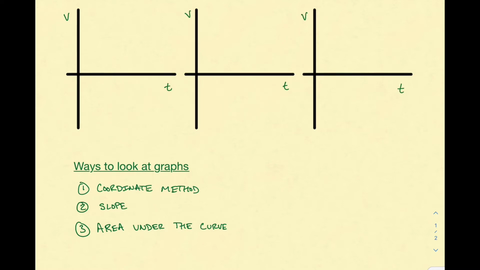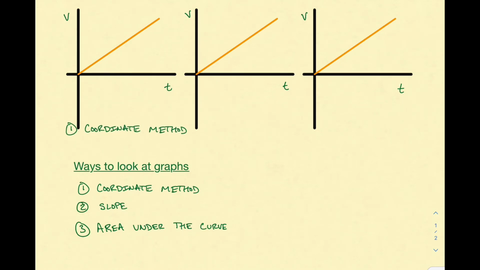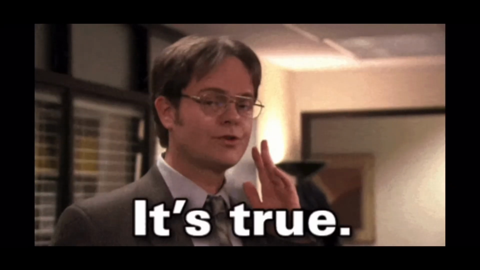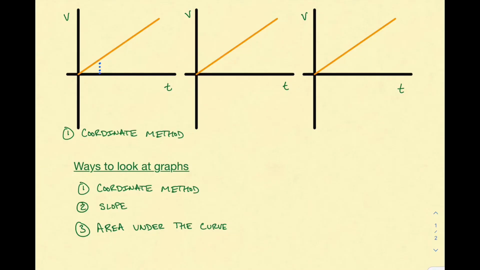We're going to do that by looking at three of the same graphs, velocity versus time graphs, and they're going to have all the same functions on them. The first one here is the coordinate method. It's the one you learned in kindergarten. And so we're able to read it, just seeing what happens.